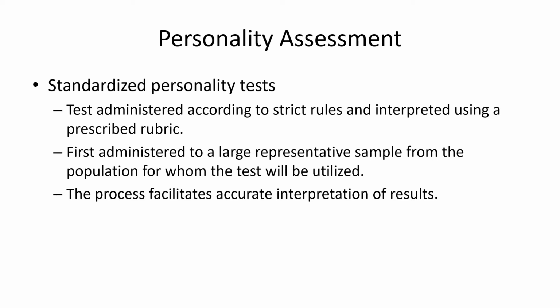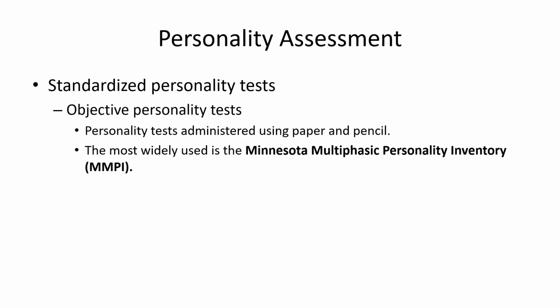So we have standardized personality tests, kind of like when we talk about IQ tests, right? They need to be administered according to strict rules and interpreted using a prescribed rubric. It makes sure that we're all measuring the same thing and we're all grading it the same way. Generally it used to be given to a large representative sample from the population. So if we're looking for America, we want to give it to as many Americans as we can. If it's adults, we want to look for between ages of 18 and 65, and the more people, like we talked about in basic science, the bigger our sample size, the more we can feel that our results are accurate.